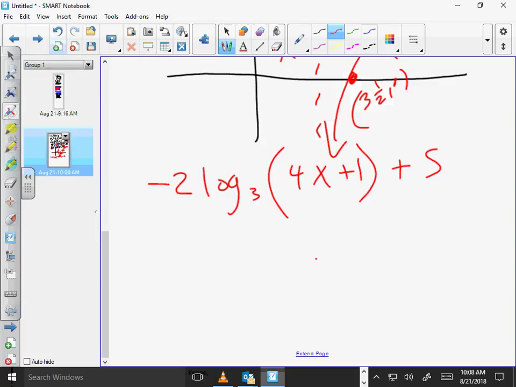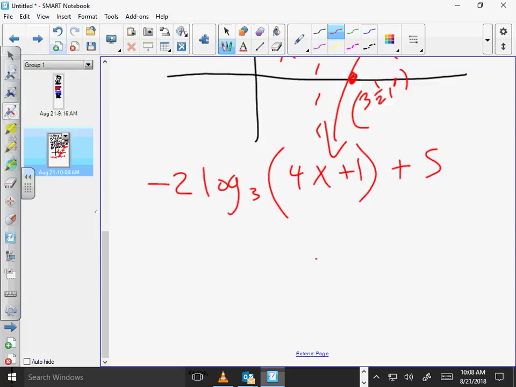Do you have a question, Johnny? I don't know what I'm doing. Take a look. So when I looked at those transformations, I saw a 4 and a 1 for x transformations, and a negative 2 and a 5 for y transformations. Okay. Any questions on this one?